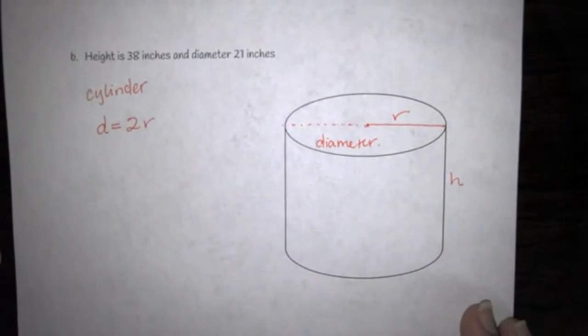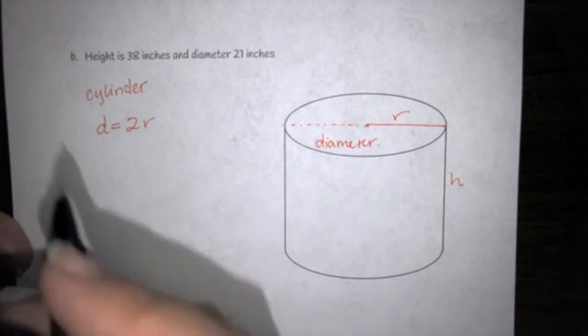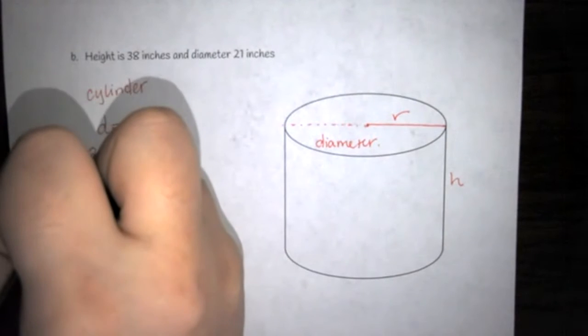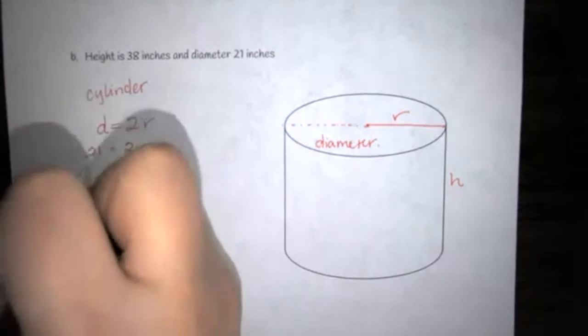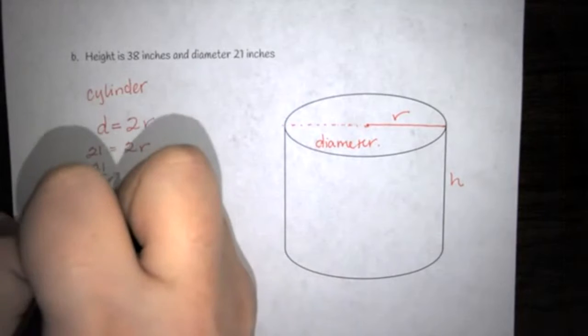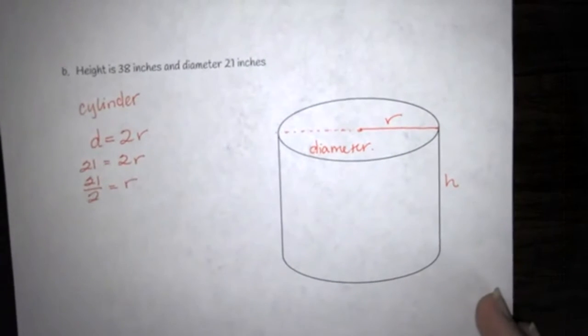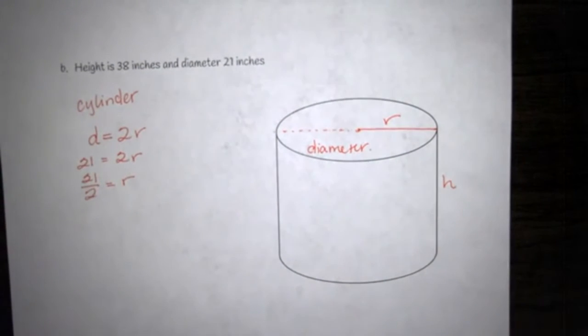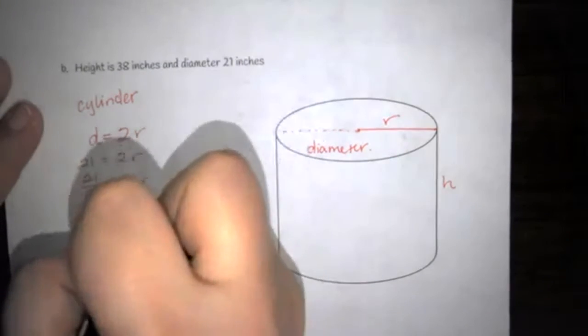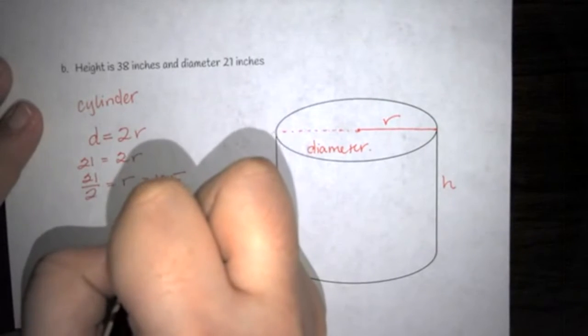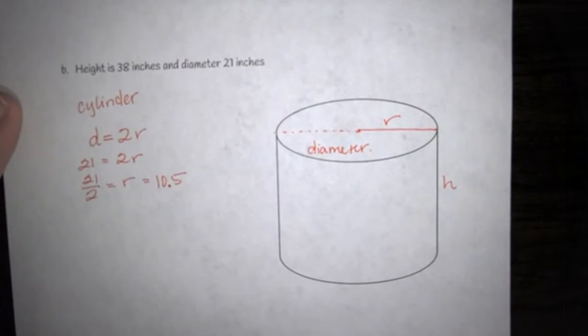Well, in this case, I'm told that the diameter is 21 inches. So here I have 21 is equal to twice the radius. So 21 over 2 is equal to my radius. Now, you can actually do that in your calculator and spit out an answer and use the decimal, or you can use the fraction while you're working and still get the same result. Okay, so whether you use 21 over 2 or you use 10.5, you're going to get the same answer either way, or at least you should.